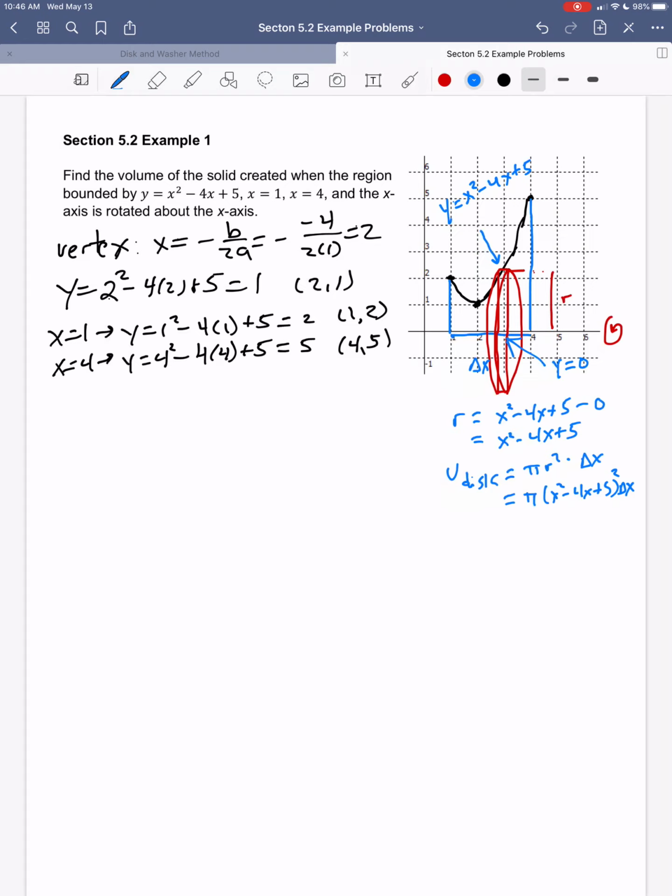So to find the overall volume, then we're going to integrate this. We'll pull the pi out. We're going to integrate this x squared minus 4x plus 5 squared dx instead of delta x. And then the limits are going to be x limits of integration. So what's x going between here? Well, we're starting at x equals 1 and we're ending up at x equals 4.